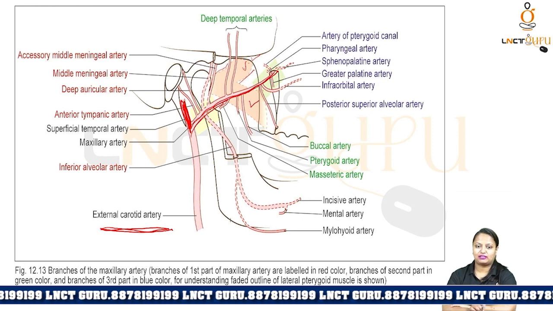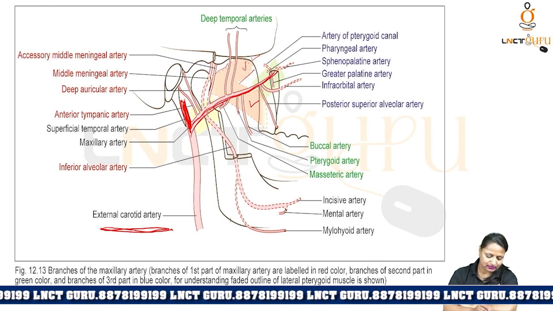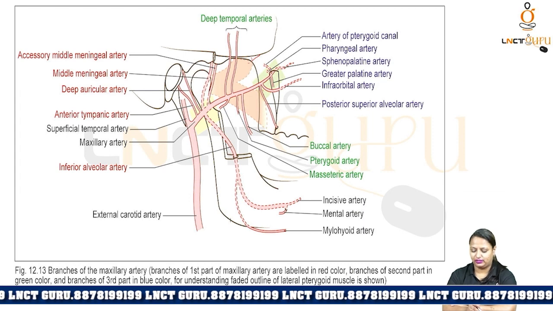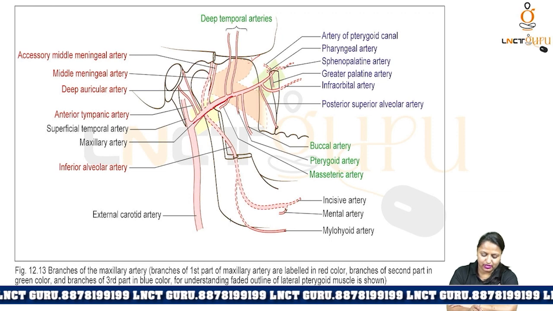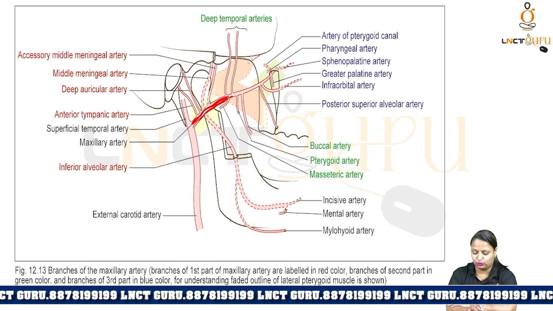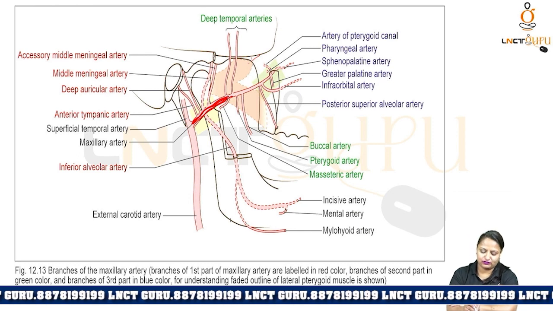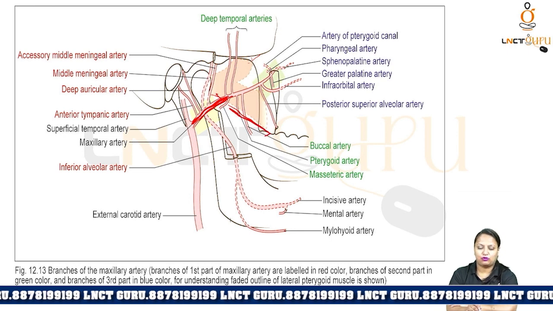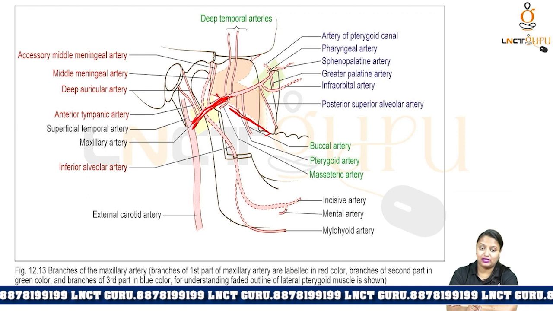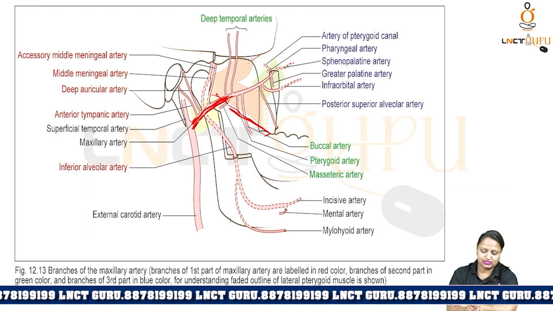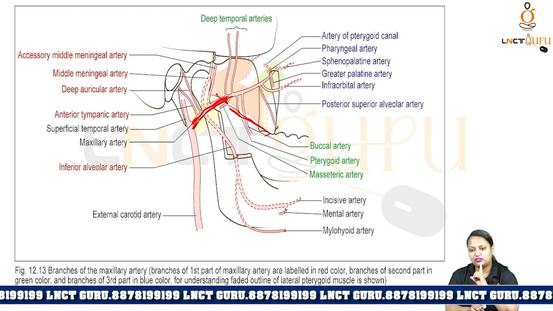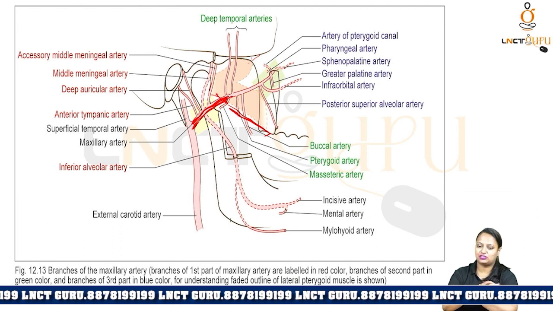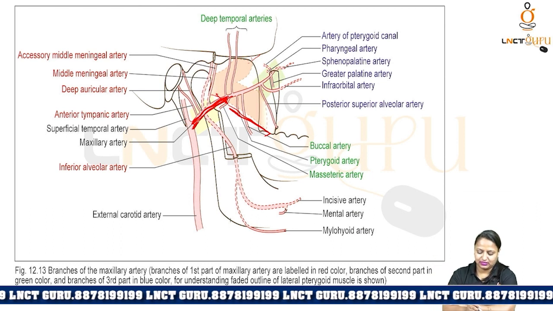So now first part, as you can see here, is running horizontally forward. ठीक है, तो ये वाला जो part है जो शुरू हुआ है, till the lower border of this lateral pterygoid muscle. So यहाँ से जहाँ से start हुआ है till the lower border of this lateral pterygoid muscle, this is the first part. This is the first horizontal part of maxillary artery, and you can see the direction. This is running horizontally forwards.